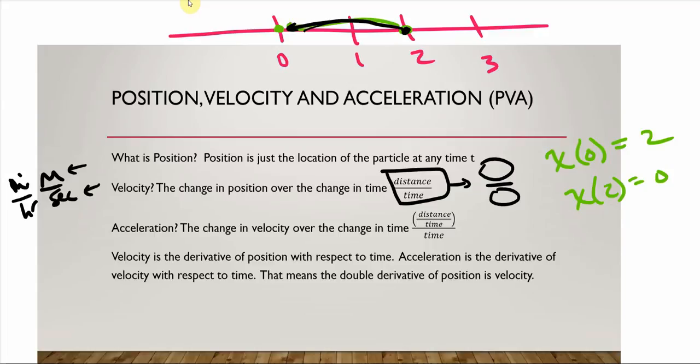Acceleration is the change in velocity over the change in time. So the units for acceleration are going to be something like miles per hour squared, or you can say feet per second squared.